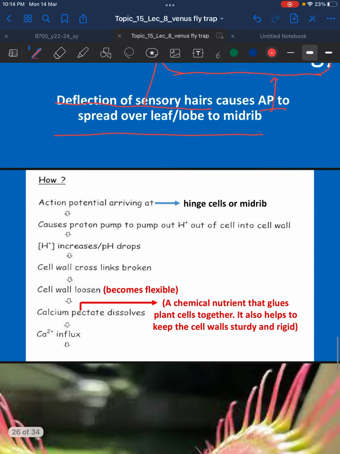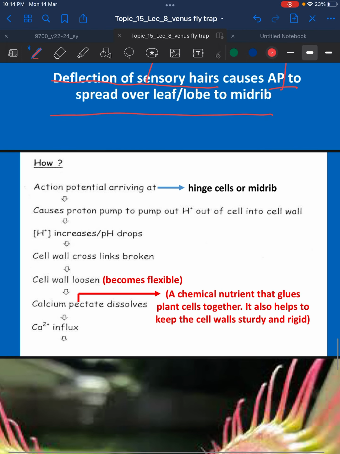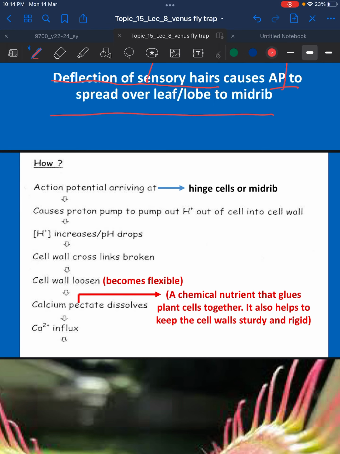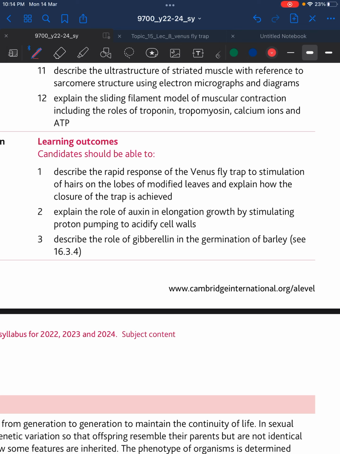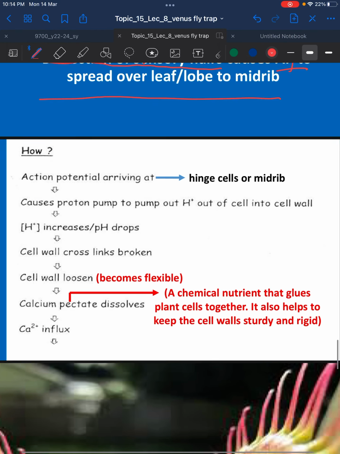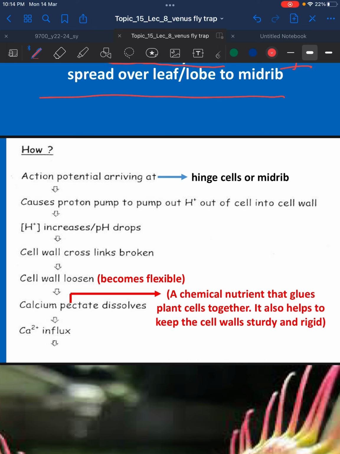So now this is the mechanism of how the convex changes to concave. This is stated in the learning objectives: explain how the closure of the trap is achieved. So that means we have to talk about this slide here. You can see here, when action potential arrives at the hinge cells or midrib, this causes protons to pump out of the cell into the cell wall.